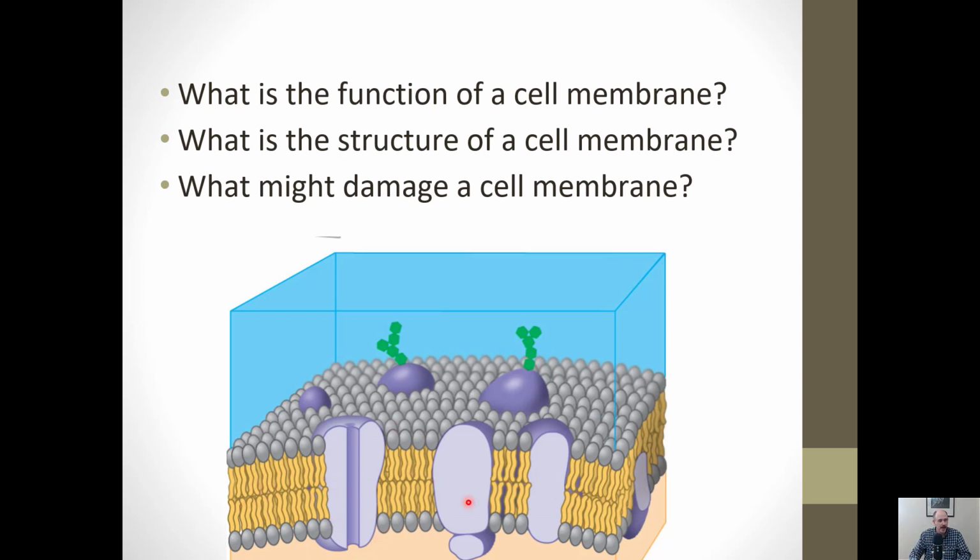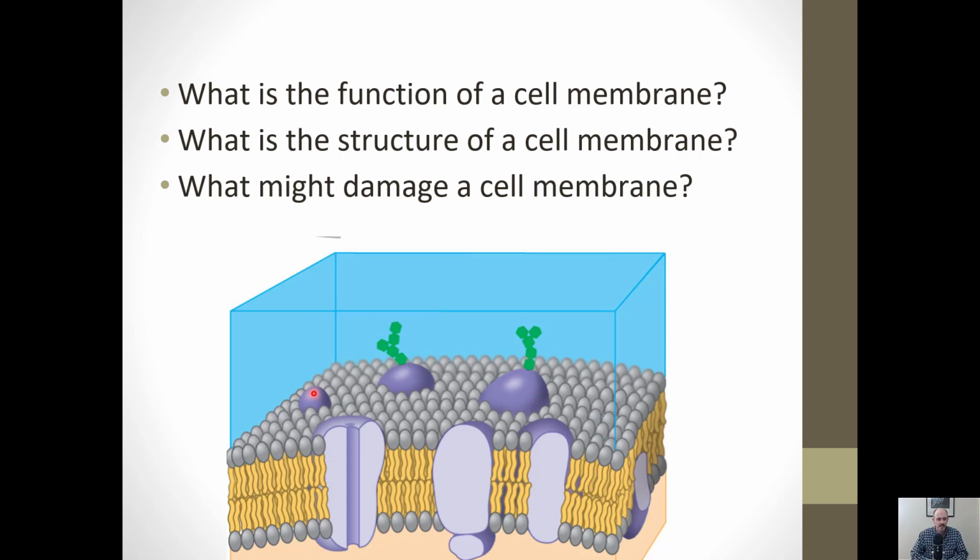But then also embedded in these phospholipid bilayers are proteins. So there are proteins that cross to both sides of the membrane. There are proteins that are simply embedded on one side or the other, and those proteins have a number of functions.